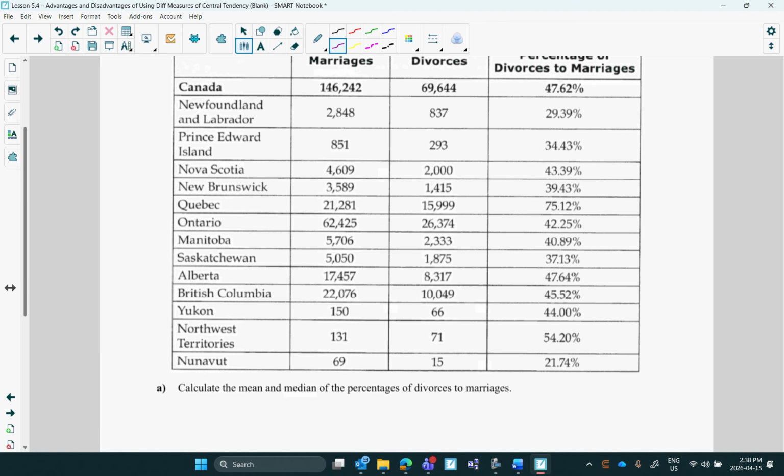How could we calculate the mean and median? Well, we're not going to use this value because this is a separate thing. So for the mean, we're going to add all this up and divide by how many there are. And then for the median, we're going to list them smallest to largest and find the one in the middle, or 1, 2, 3, 4, 5, 6, 9, 10, 11, 12, 13. That means there'd be one number in the middle. So I'm just going to give that to you.